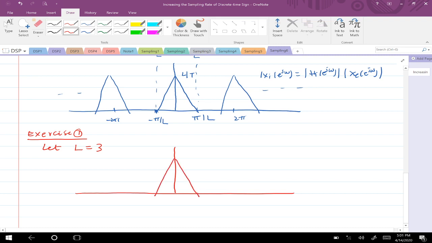Assume that you have it just from pi by 2 to minus pi by 2, okay? And assume that this value is 1, and this is your omega. And of course the same thing repeats at 2 pi, so somewhere here 2 pi, and you have it there. Same thing at minus 2 pi, and of course it continues on both sides.